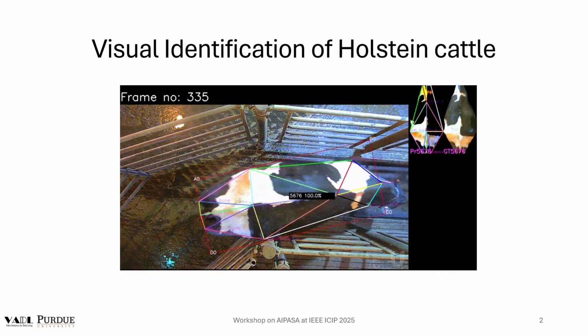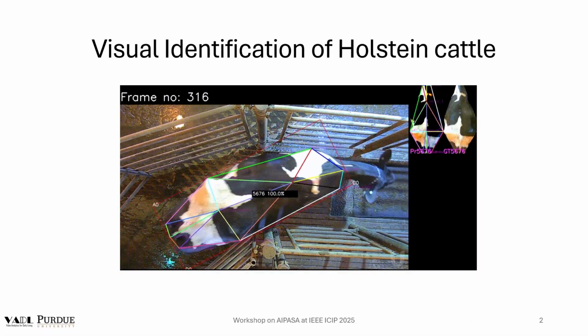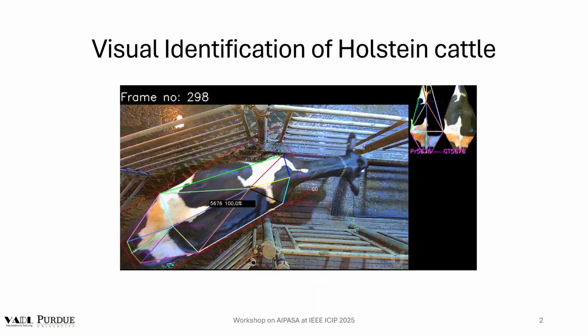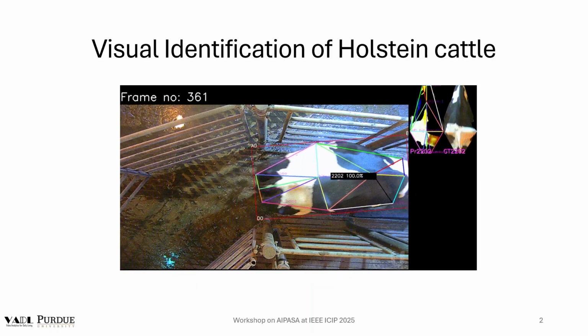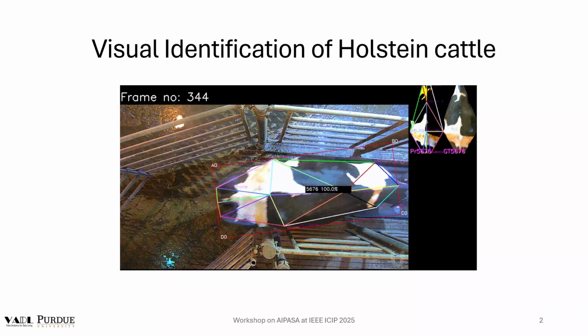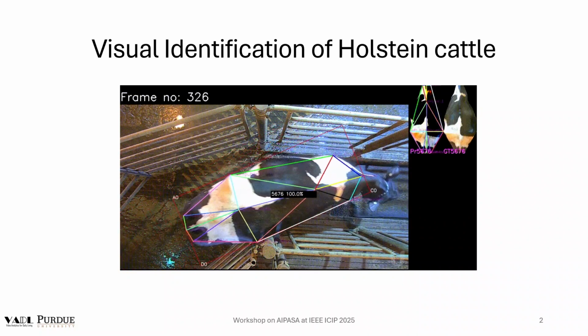Holstein is a breed of cattle popular in the dairy industry. They are characterized by their black and white coat patterns. Visual identification means to identify these cows using images or videos from RGB cameras. On the slide, you will see an example of an identification system identifying a Holstein cow using key points.